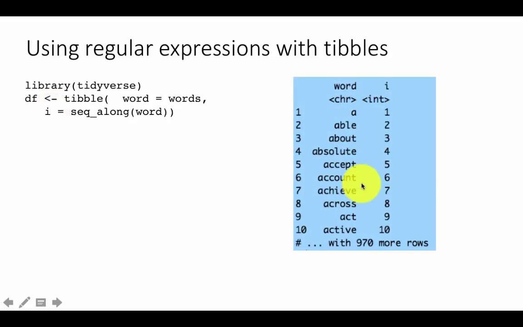So when you do this, the result looks now like this, because the words vector just contained the words a, able, about, absolute, etc. It had this, but now what we did is we took all of that, put it into one column called word, and then we put the index, which is here, i is seq_along(word), and we put that into another column, 1, 2, 3, 4, 5, 6. We have printed 10, but of course it goes on, and I think it has 970 more, so a total of 980 rows in this table.